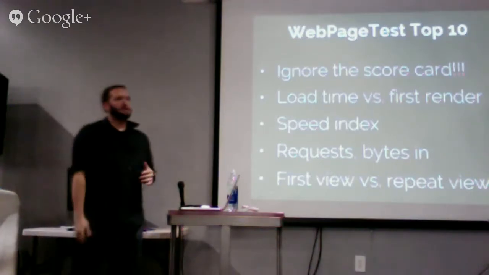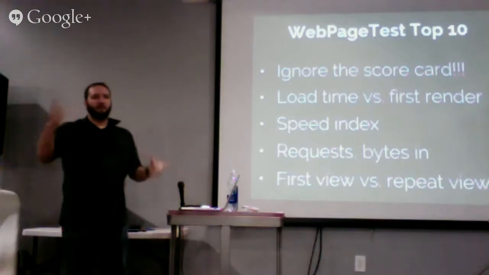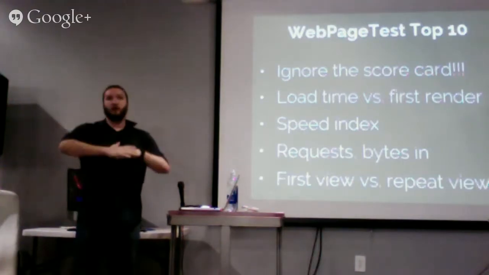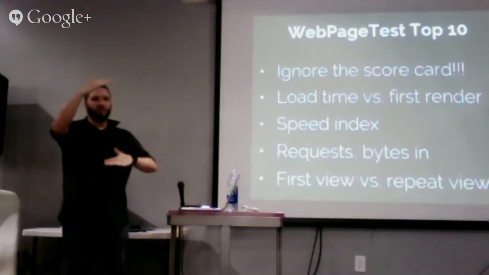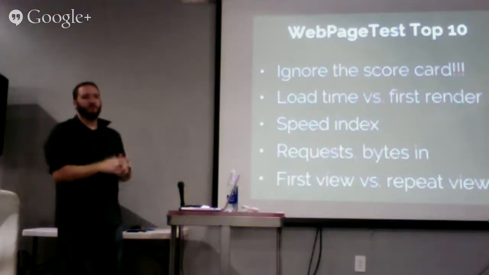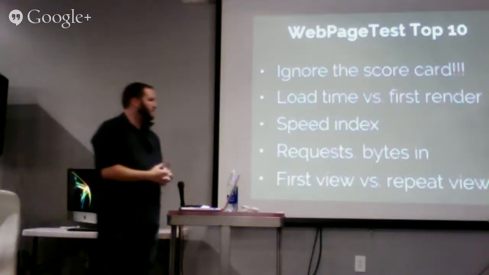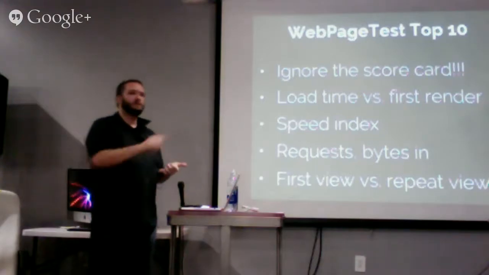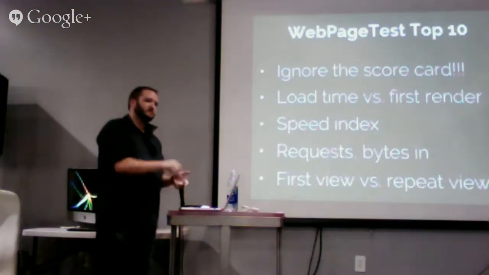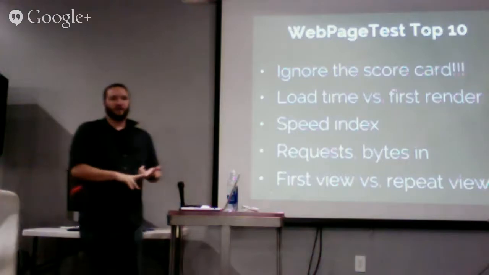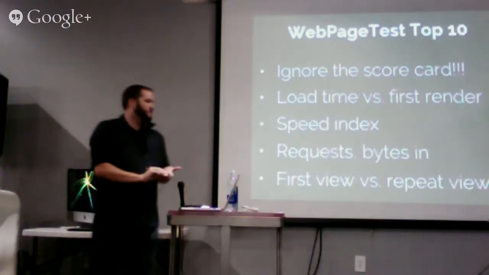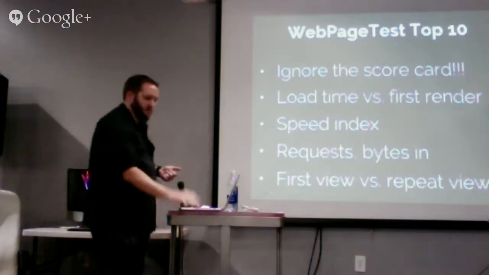Speed index is just a measure of how quickly the above the fold page became visible and interactive to the user. Look at requests and bytes in. You want lower on both of them, especially for mobile and international customers. Look at first view versus repeat view. That tells you how much caching is happening.